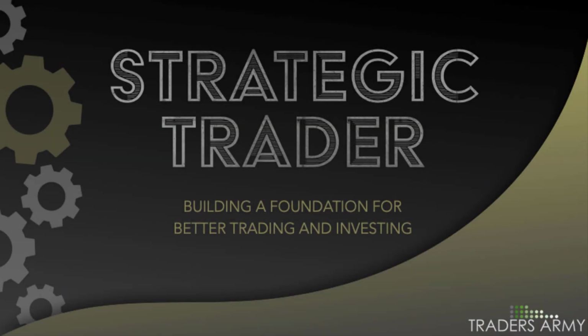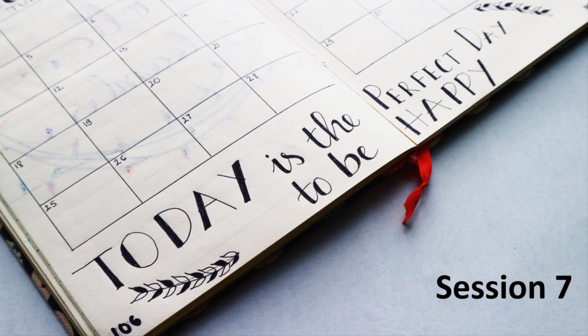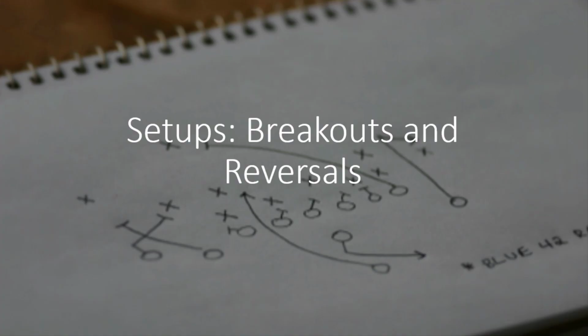Now, what we're doing is we're starting with the end in mind. And the end in mind is understanding that we have two basic setups. In this session, we're not going to dive into the rules of each setup, and we're not going to talk about how we do each setup. This is really just describing what they are and why they exist. Because as we dive into session number 7, what we're really focused on is understanding breakouts and reversals.